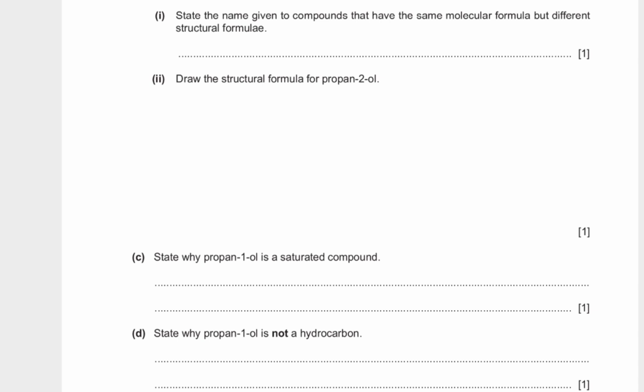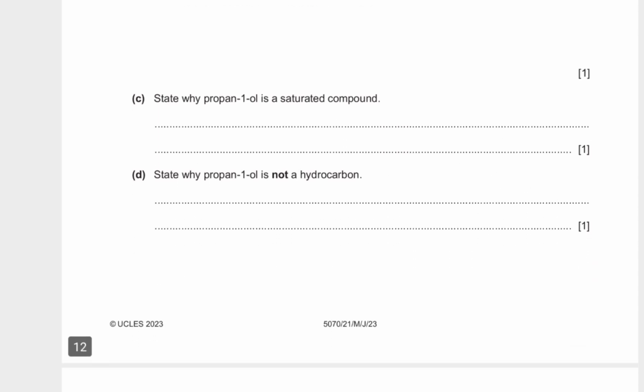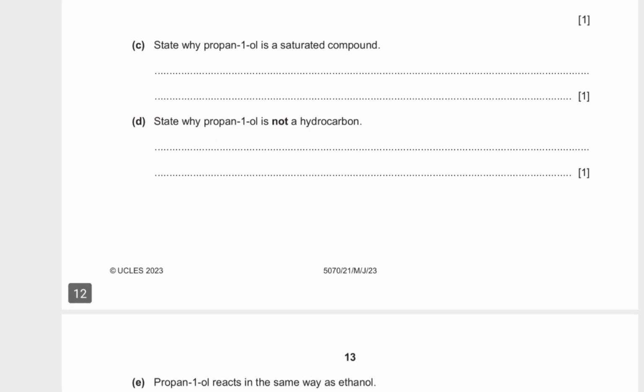OH group is there. State why propan-1-ol is a saturated compound. After drawing the structure, you can clearly see that all of the bonds are single bonds, so that is a saturated compound. State why propan-1-ol is not a hydrocarbon: because it has oxygen in addition to hydrogen and carbon, so that is why.